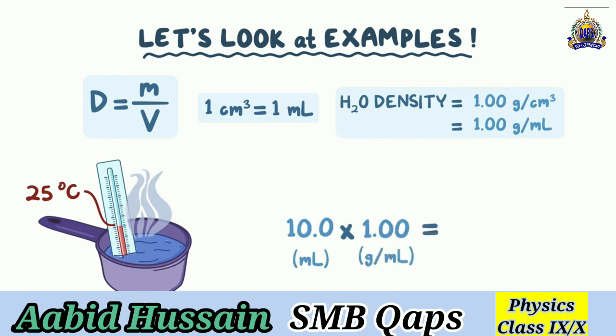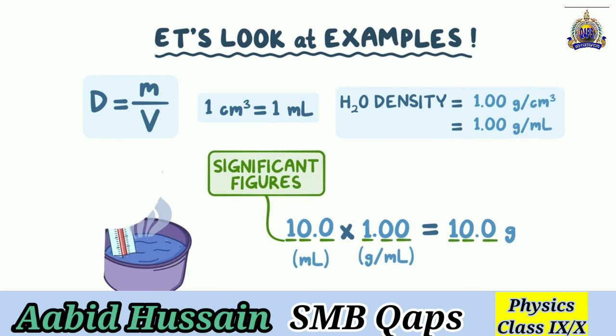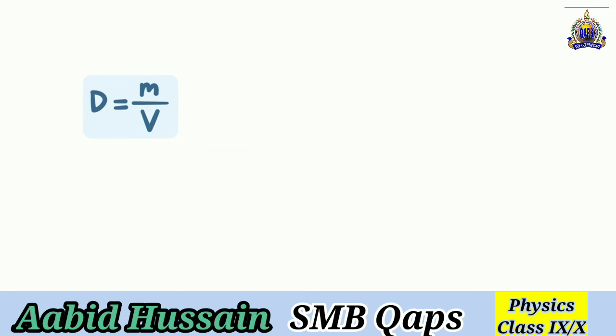Okay, so if here we are getting the exact value, that will be 10.0 into 1.00. After multiplying it, what is the value? It is 10.0 gram. Here we have 10.0, which are the significant figures here. So the multiplication done here by the number 1.00 gives 10.0, so that will remain the same here.